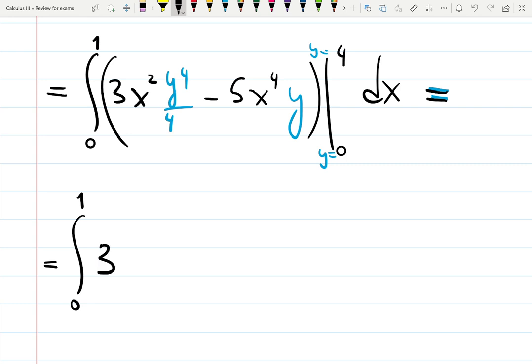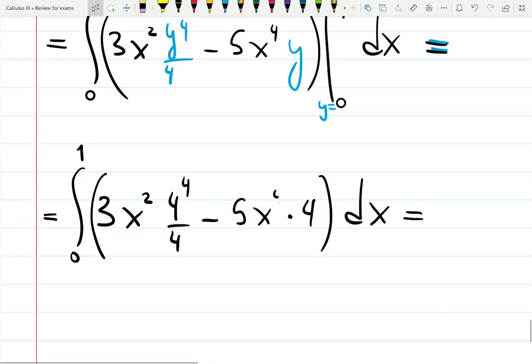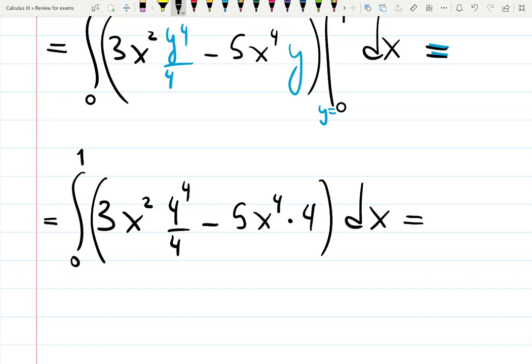It's fine actually, 3x squared 4 to the 4 over 4, which will be 4 cubed, minus 5x to the 4 times 4, so it's 20. Minus 0 and 0, so we can skip that, dx. Keep integrating with respect to x, 4. So this piece is 4 cubed. Let's simplify that.